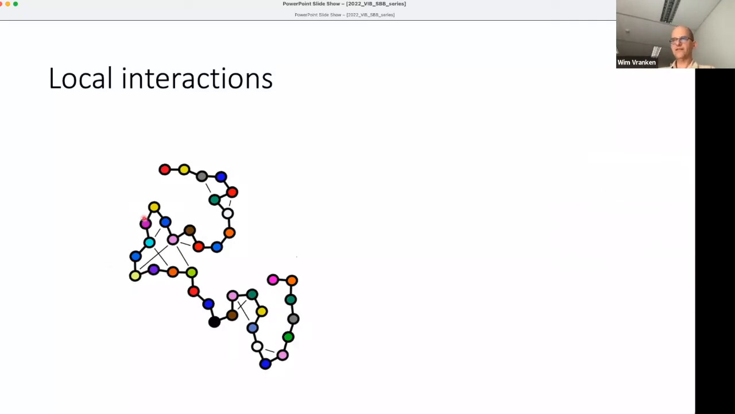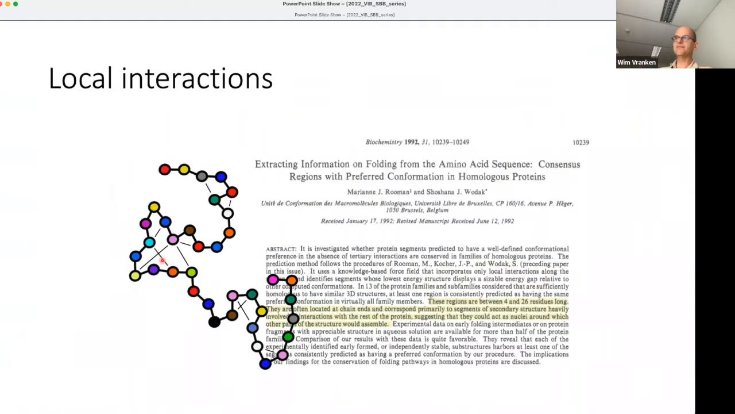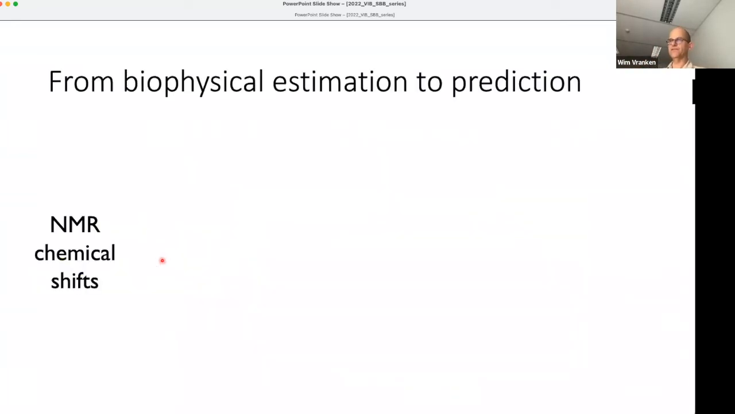So amino acids that are close to each other in the sequence are covalently bound. They always will interact at one point or other in the life of the protein. It might partially unfold. The local amino acids are always close to each other and they will interact. And this is something that was already pointed out many years ago by Shoshana and Marianne Roman. That's 30 years ago now. That this is a very important feature of proteins, and this is really what we're focusing on in our research.